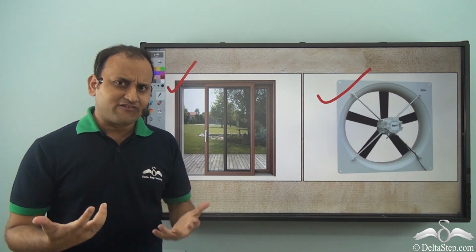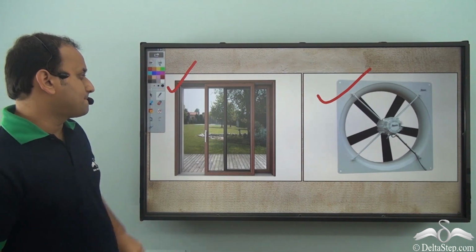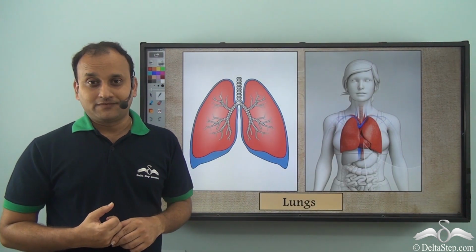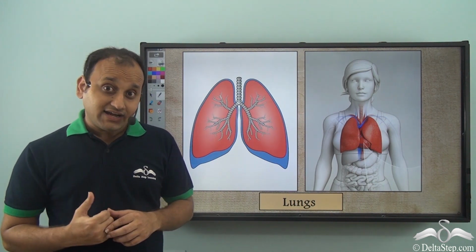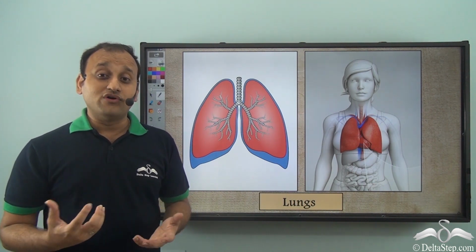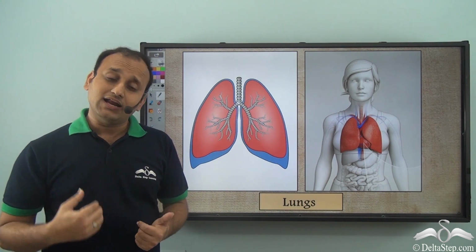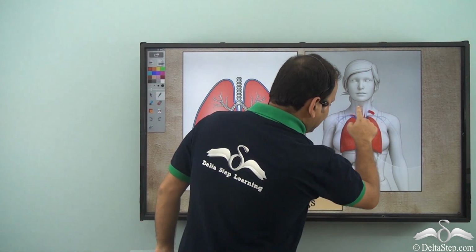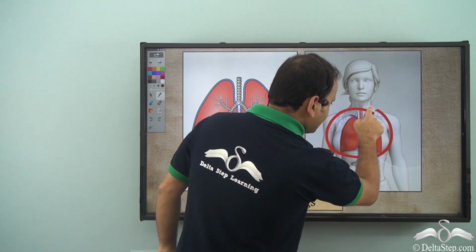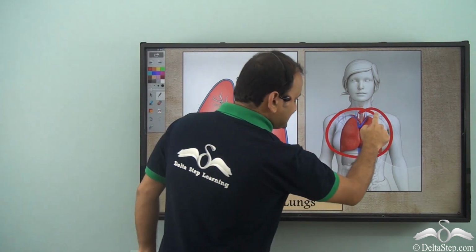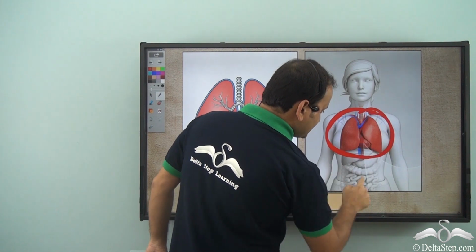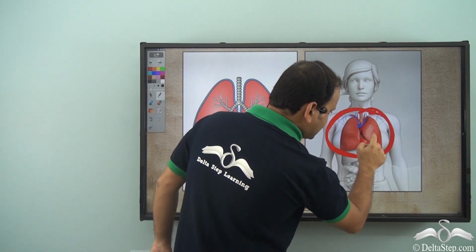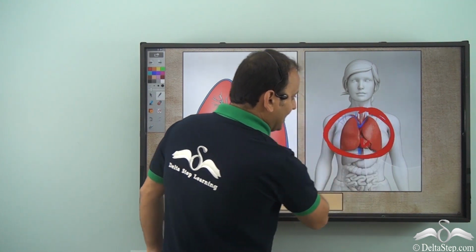Now, similarly in our body, there are lungs. They do the same work. They allow the fresh air inside, as well as they force the used or stale air outside our body. So, they are located here, along with the heart inside our chest. You can see the heart here, it is just behind the lungs. So here is the lung located.